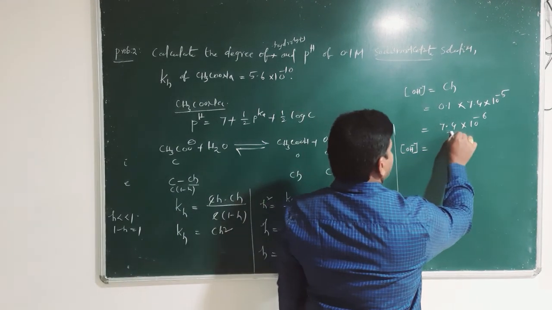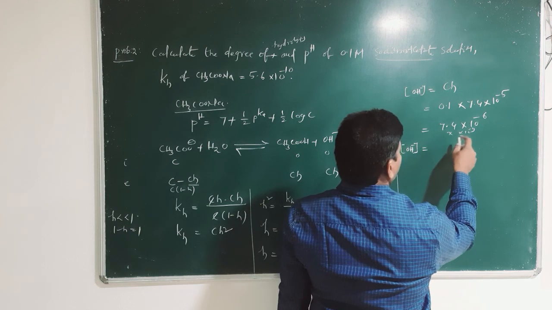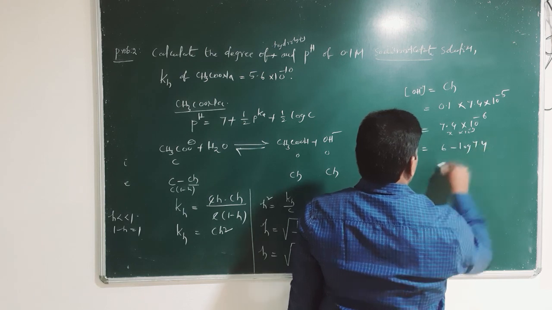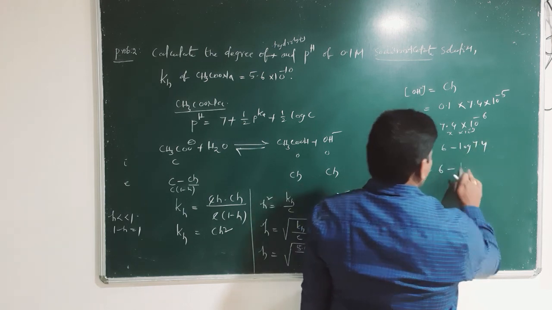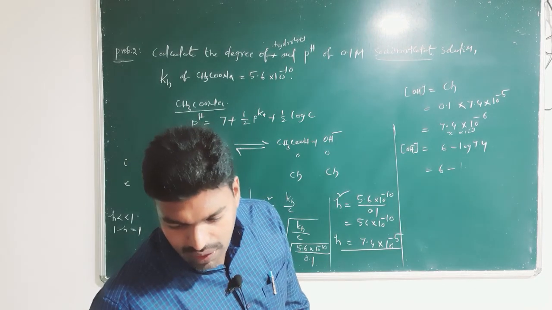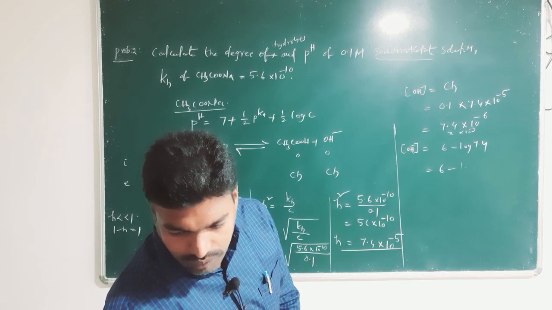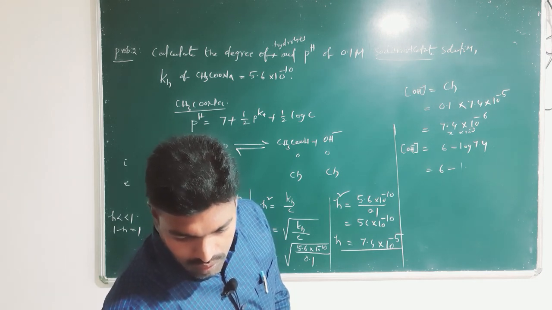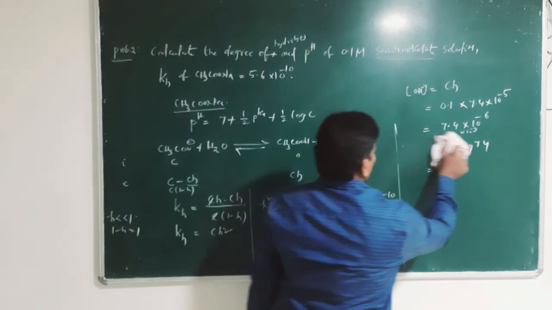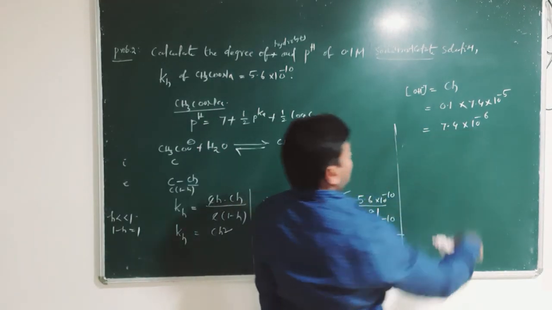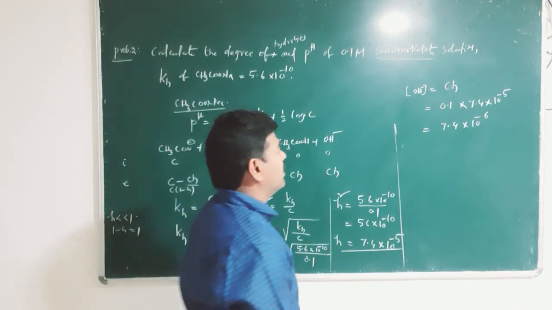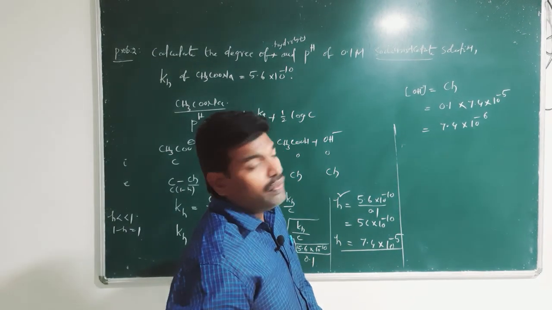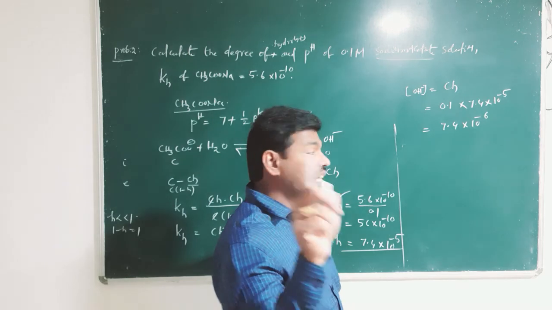It is in the form of x into 10 power minus y, so pOH is y minus log x, that is 6 minus log 7.4. But there is no need to calculate the pOH, because we already have the concentration of OH minus ions. To calculate the pH, we need the concentration of H plus ions.